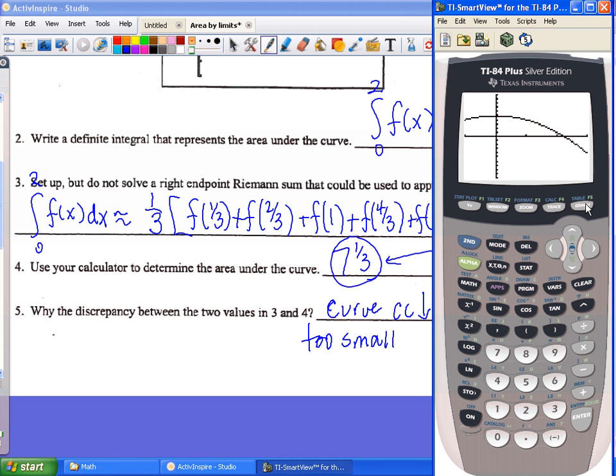So another way to do that on my calculator is to go to second trace, or second CALC. And you can see number 7 is the integral. It's going to integrate this function. It's asking me for the lower limit, which is 0, and the upper limit, which is 2. And it shades the area. Now notice in that shading that we didn't lose any of the area. So this is the exact area that's bound by that curve, 7 1/3.